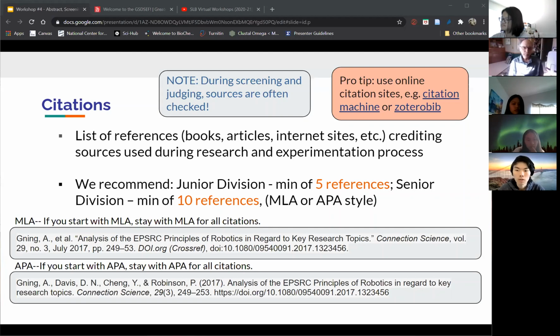If you are a high school student, you need to have 10 references. If you're a middle school student or below, 5 references is fine. You can use either MLA or APA style, but whatever you choose, make sure to stay with it and don't mix them around. Some great online citation sites are Citation Machine or Zoterobib.